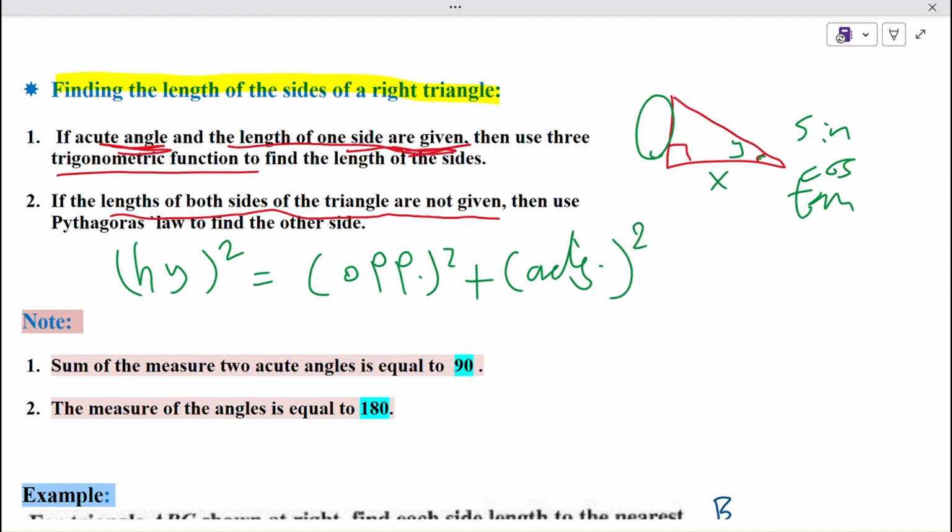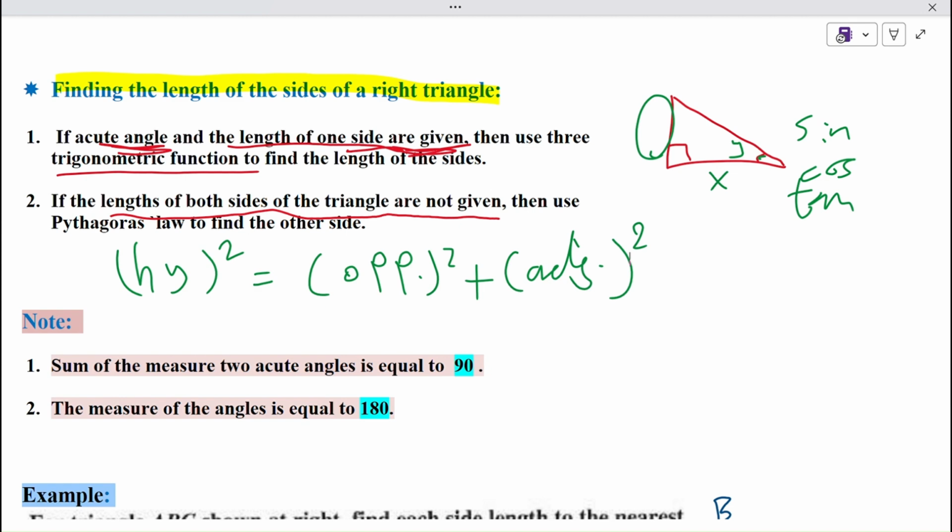And we have a note here, guys. We will use just these two cases. Some of them have an acute angle and one of the lengths given. We will use sine, cosine, and tan. And some of them, the lengths of both sides are not given. Then we must use Pythagoras law. Hypotenuse square is equal to opposite square plus adjacent square.